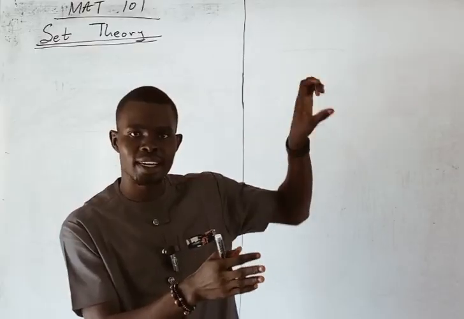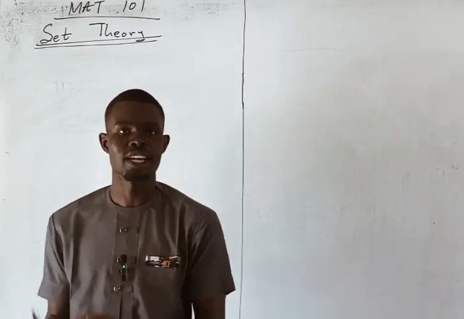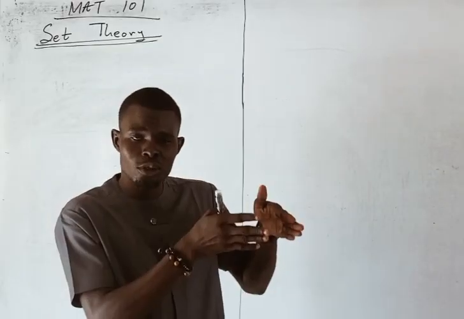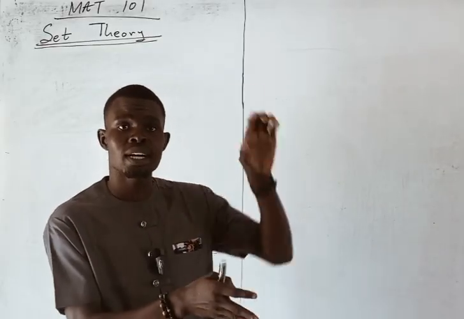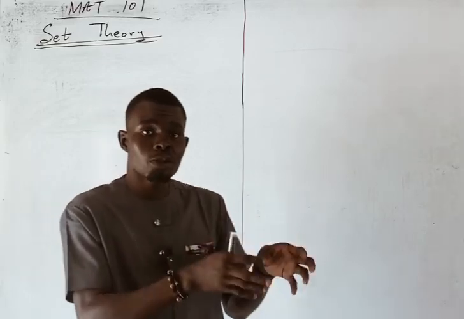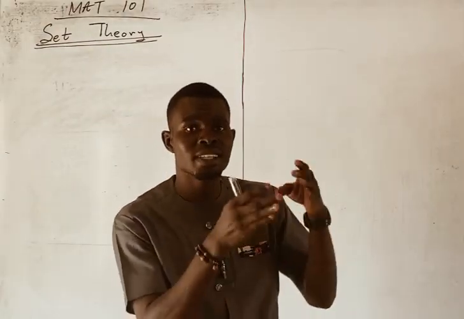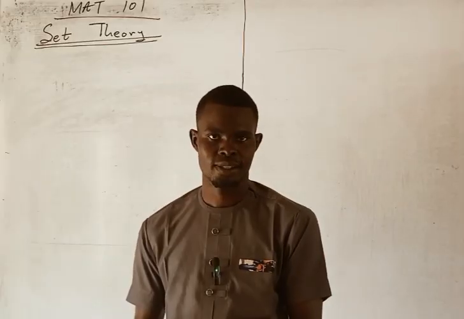Let's say car A belongs to Toyota, car B belongs to Lexus, and the rest. So we are classifying those cars with respect to their brands. I don't know whether you're understanding. We are classifying those cars with respect to their brands. So that classification is what we call sets.